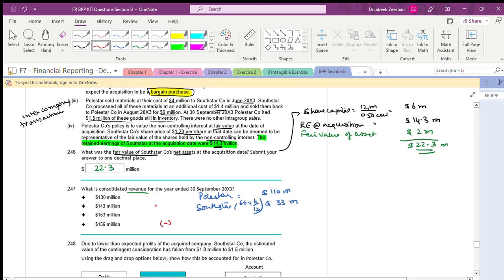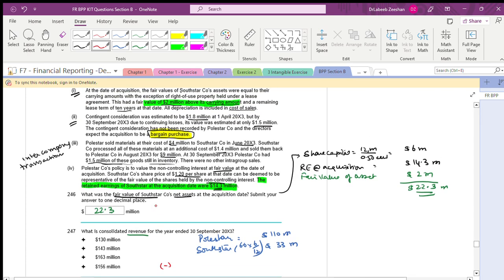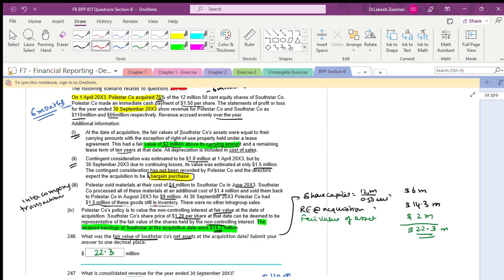From this we have to take into consideration the intergroup. Is it right? How much is the intergroup? We are talking about this one. Yes, fine. This is South Star purchase material sale. Sold them back at the things. The non-controlling interest of 4.3. The intergroup transaction is how much?